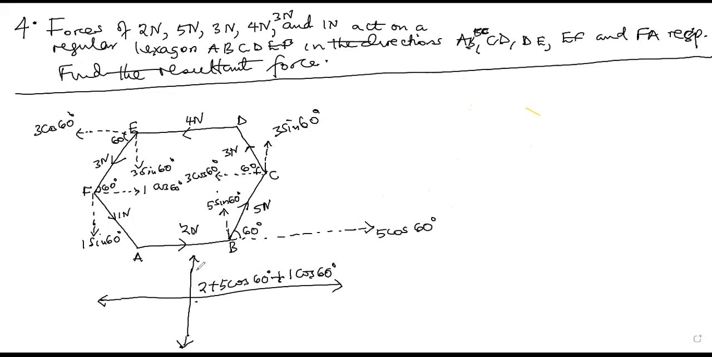Then the ones which are in the negative x, the first one is 3 cos 60. Another one which is in the negative is negative 4, but I write 4 because I need the sum of them. Another one which is in the negative is this 3 cos 60, then 4, and this 3 cos 60 also. So plus 3 cos 60. This summary enables you to know the forces that you are going to consider.